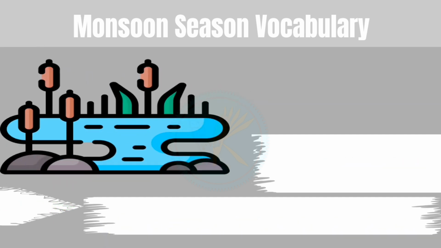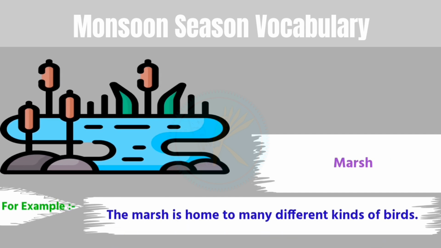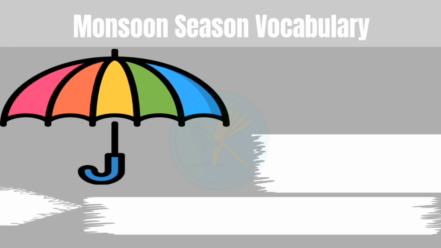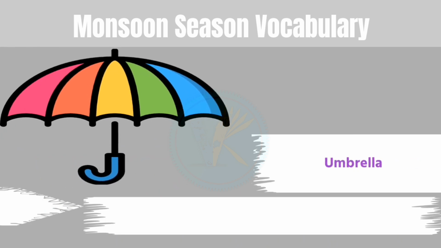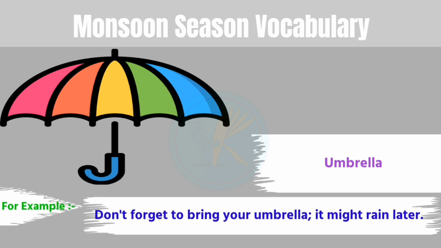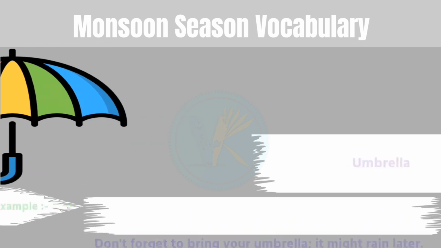Next, marsh. Marsh. For example, the marsh is home to many different kinds of birds. Next, umbrella. Umbrella. For example, don't forget to bring your umbrella. It might rain later.